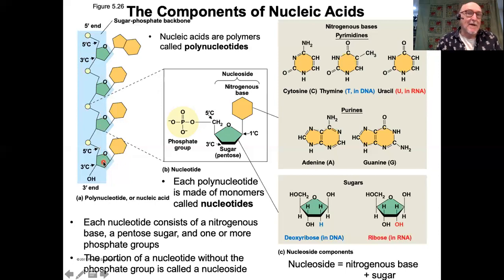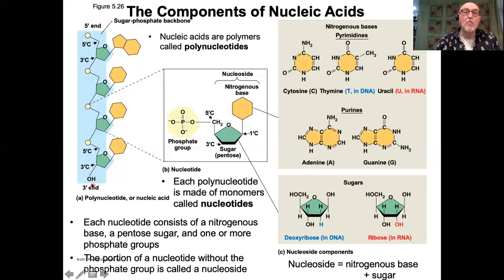I just want to point something out to you, though. This strand is not the same at one end as it is at the other, because it only has one end that has the 3' hydroxyl. That's the 3' hydroxyl there. We call this the 3' end of the molecule. At the other end here, there is a phosphate there. That is the 5' end. So we have a phosphate at one end, hydroxyl at the other.